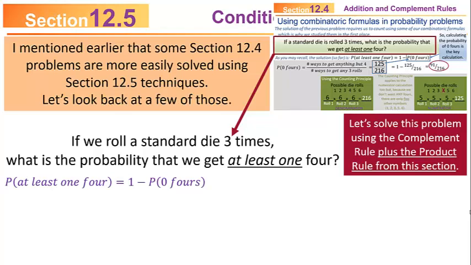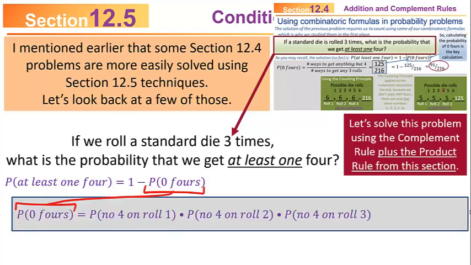In this case, the probability of getting at least 1 4 is 1 minus the probability of not getting any 4s, or getting 0 4s. Now, the probability of getting 0 4s is the key to this whole calculation, because once we get that, we just say 1 minus that and we'll have the answer we're looking for. But the probability of getting no 4s, according to the product rule of probability, is simply the probability of getting no 4s on roll 1 times the probability of getting no 4 on roll 2 times the probability of getting no 4 on roll 3. That's what we learned in this section.